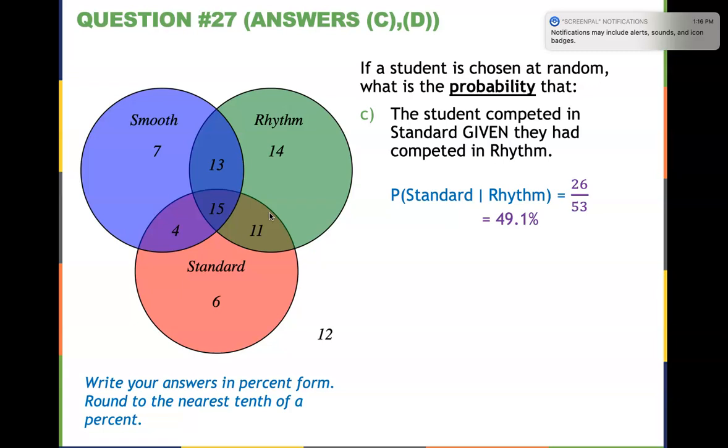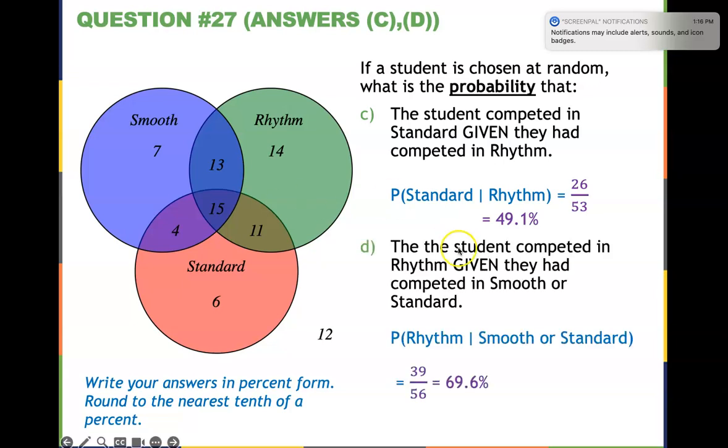And now for the last part, we've got the probability that the student competed in rhythm given they had competed in smooth or standard. So if we look at the sum of smooth and the sum of standard together, we've got a total of 56 people between the smooth and the standard. Of these 56 people, now we can look at 11 plus 15 plus 13. Those three numbers represent the ones that have participated in rhythm, given that they had already competed in smooth or standard.